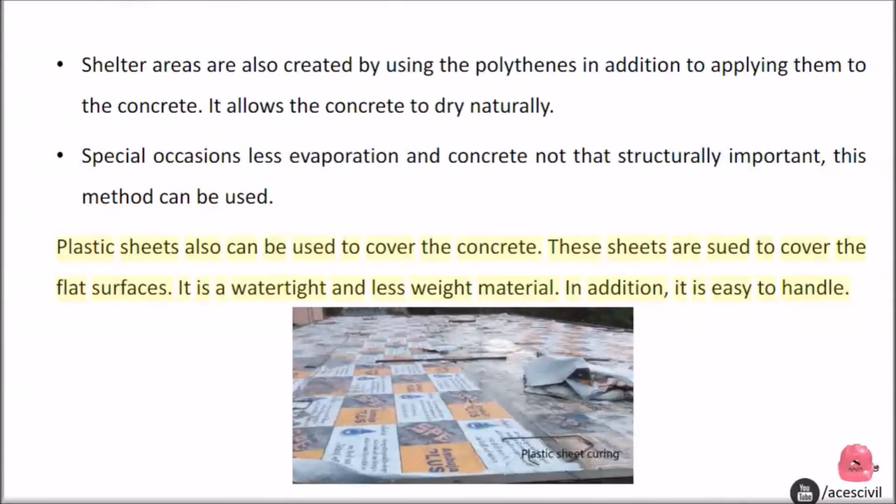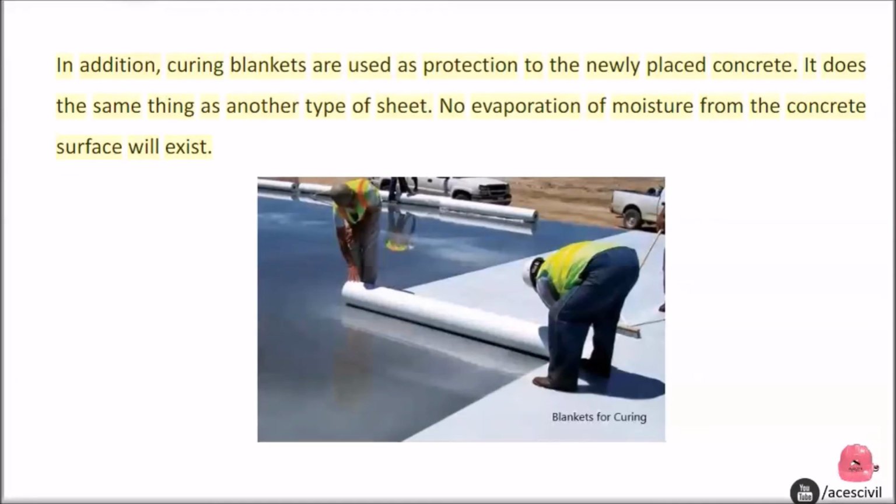Plastic sheets can also be used to cover the concrete. These sheets are suited to cover flat surfaces. It is a watertight and lightweight material. In addition, it is easy to handle. Curing blankets are used as protection for newly placed concrete. They do the same thing as the other types of sheet. No evaporation of moisture from the concrete surface will occur.